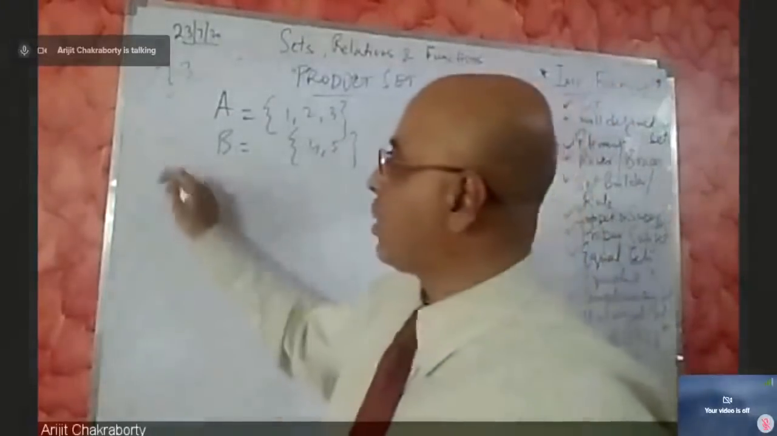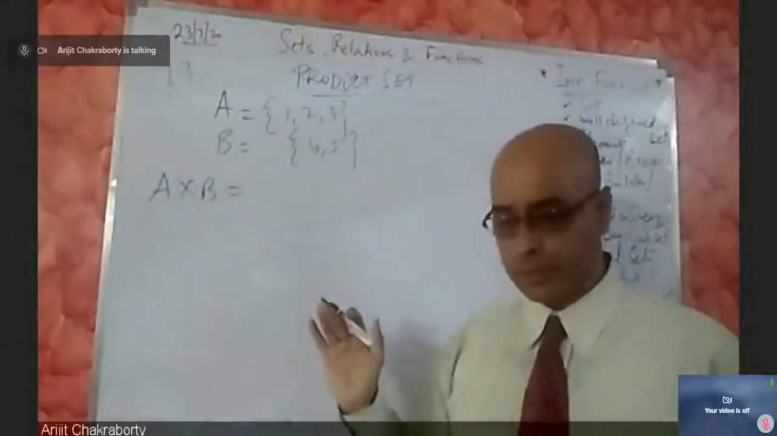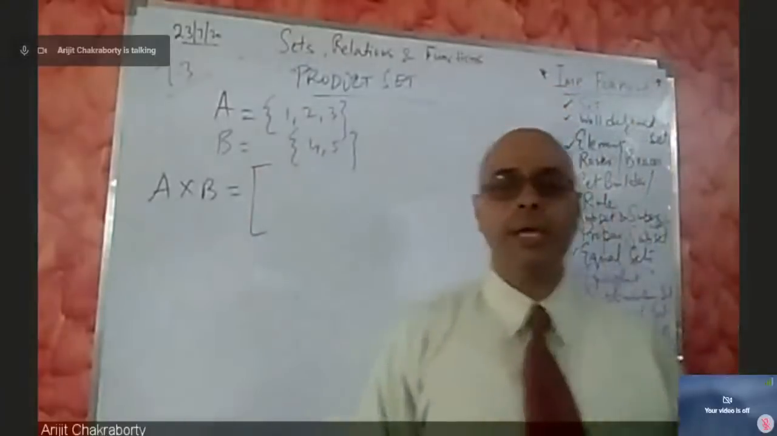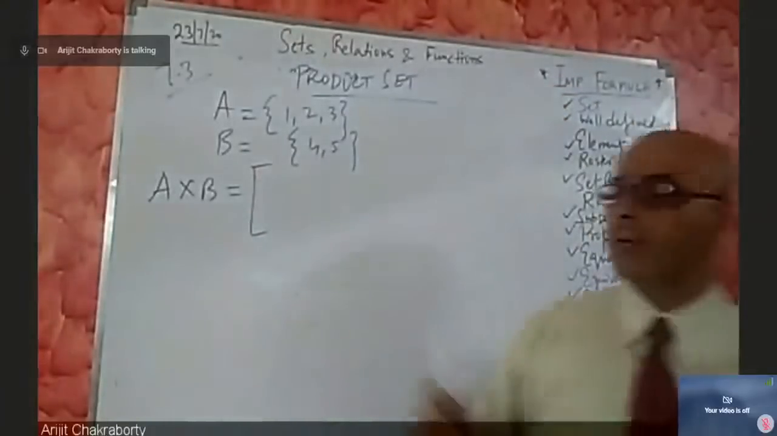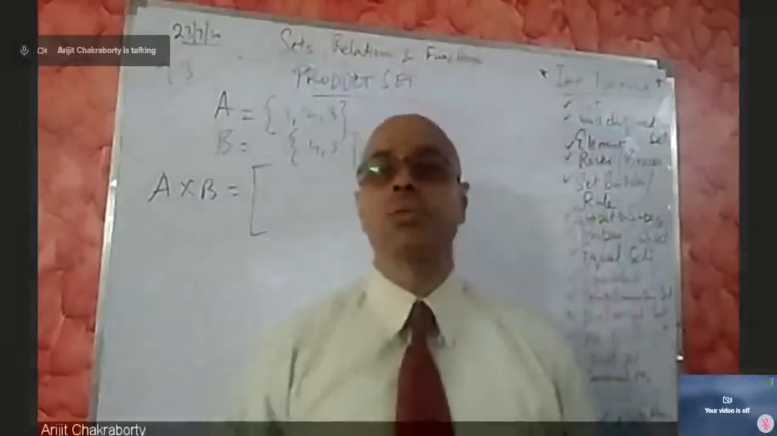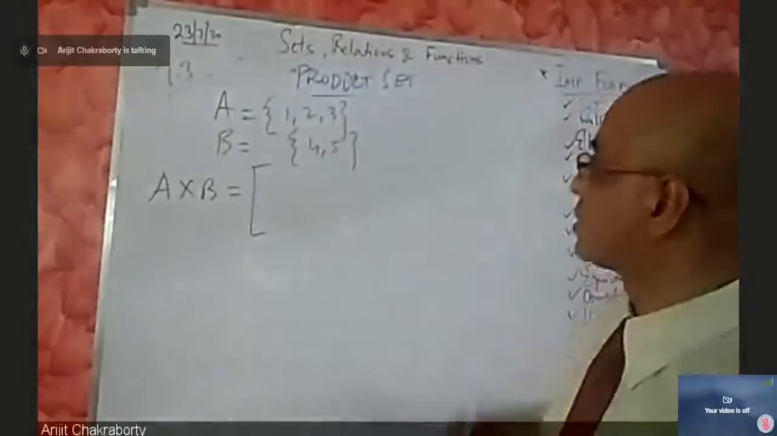So the product A into B is a set. I first open the curly bracket. A is given as {1, 2, 3}, B is {4, 5}. We have to find the product of these two sets, or the Cartesian product. It is called the Cartesian product.